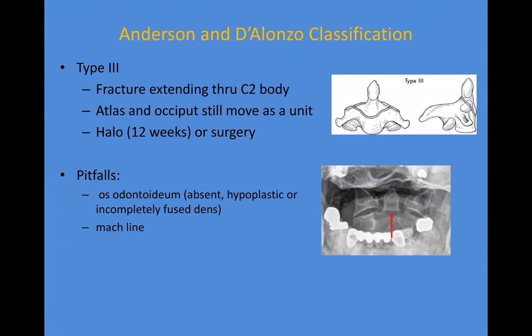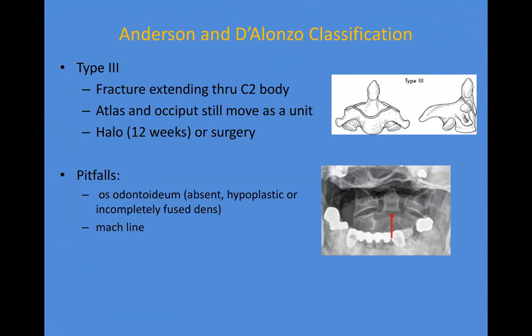So here are some pitfalls when you're looking at odontoid fractures. Again, the os odontoideum, which is either an incompletely fused dens, it can be hypoplastic, or the top of the dens can be just absent. Some people just don't have the top of the dens or have a very small one.